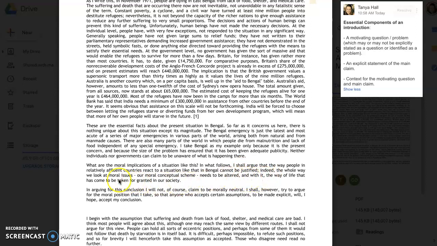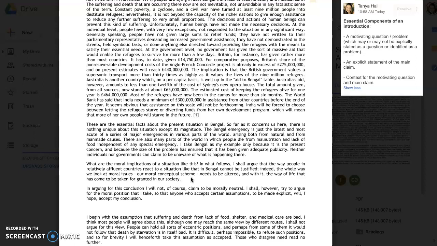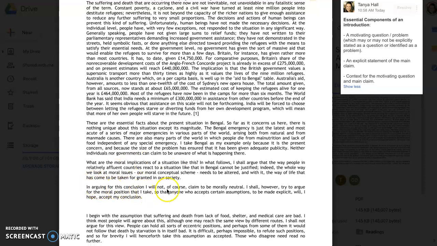And maybe what we need to do is rethink our entire moral scheme, the way we think about our duties itself. Not just what you ought to do is give money, do something, right? But also we ought to examine and perhaps change the very way we live, the very way we organize our society and the moral duties of members of our society. In arguing for this conclusion, I will not, of course, claim to be morally neutral. I shall, however, try to argue.